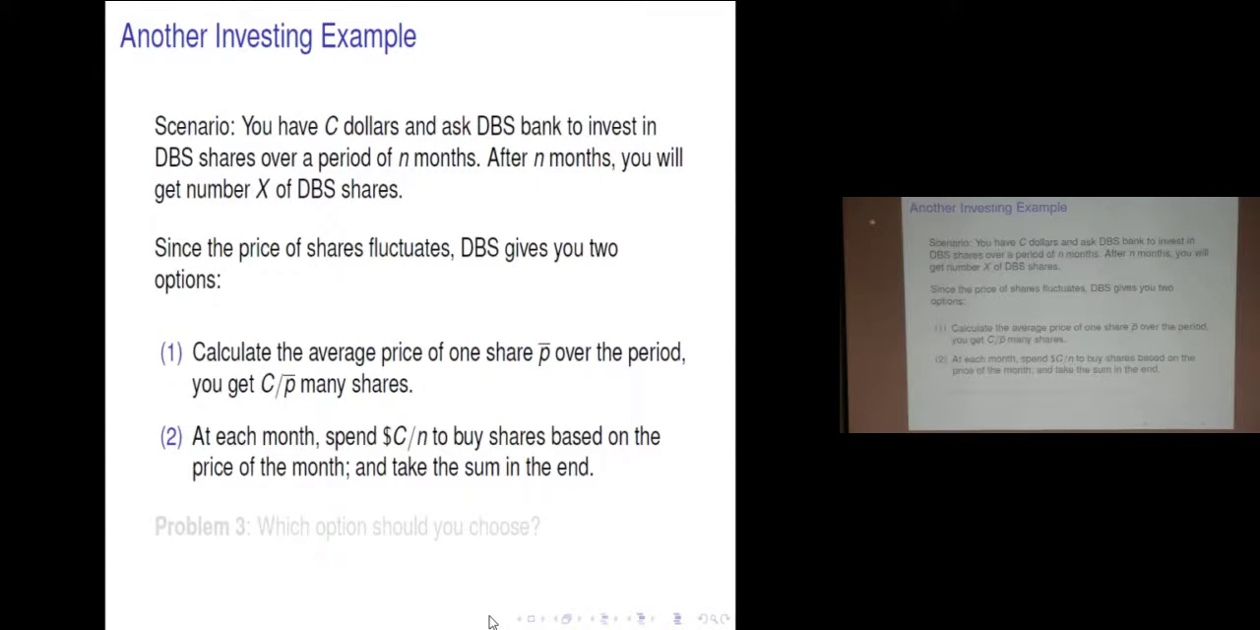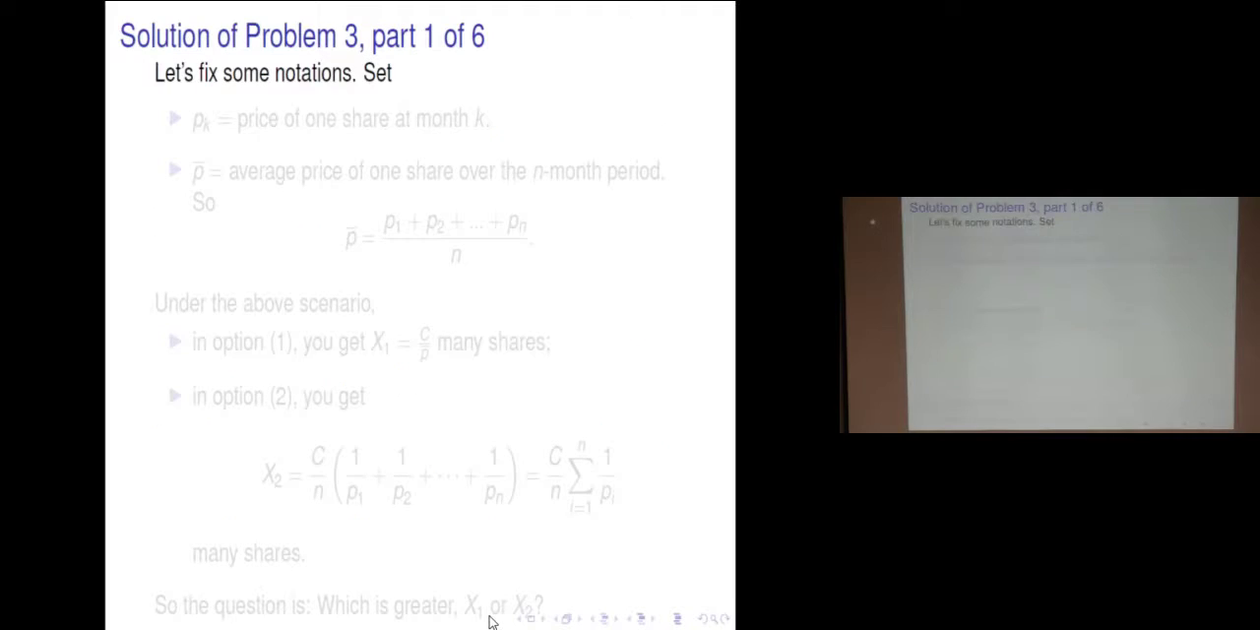Now option two is, instead of using the average price, you divide your money into n portions. Each month you use this amount, C divided by n, to buy shares based on the price of the month. And then you take the sum in the end. So you have two options. Now the question is, which option is good for you? Which one gives us more shares?